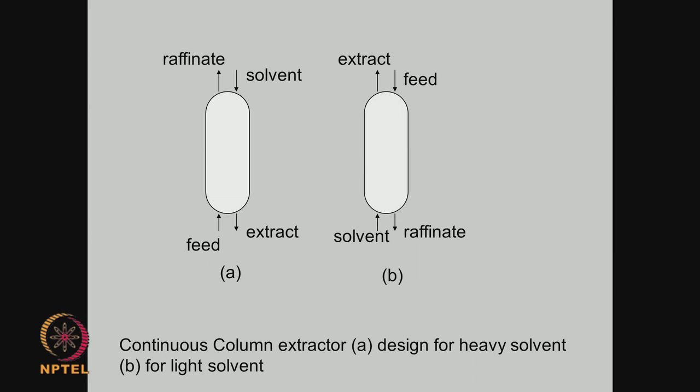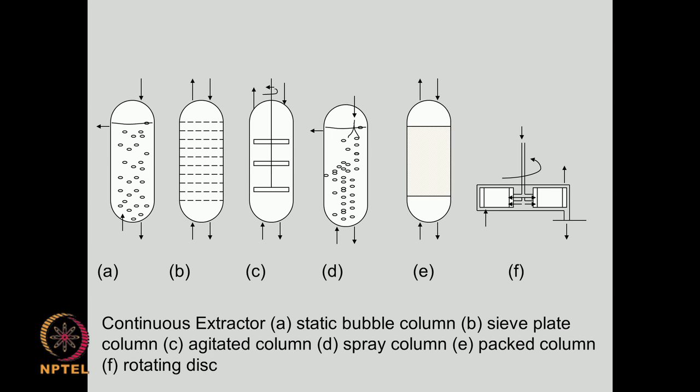So, if the solvent is very light, it can rise up, if the solvent is very heavy, it can come down. So, this is called a continuous column extractor. As you can see, the floor space it occupies is less. So, you have a large number of designs available.